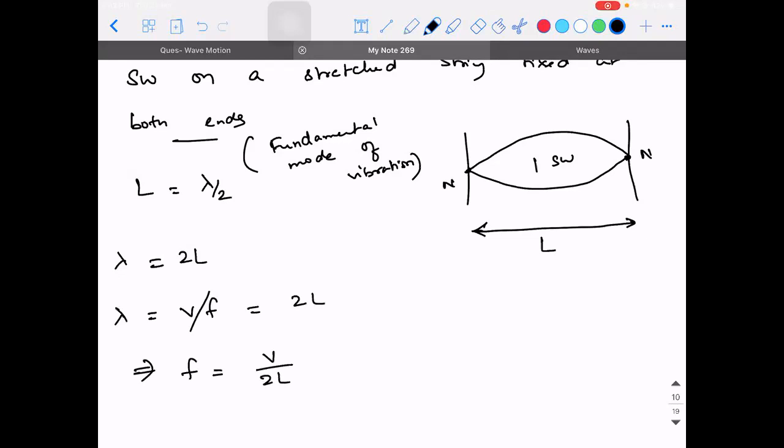Guys, are you able to understand? This frequency F1 is called the fundamental frequency or first harmonic. These are all the terms you need to be careful with. Please make a note of this point.